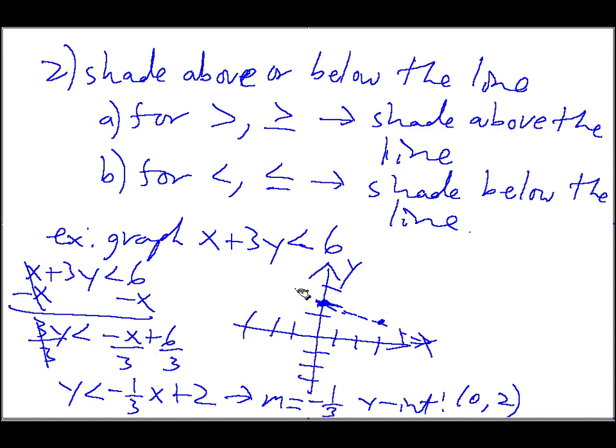Okay, broken line here, right? So don't make a solid line. Use a broken line, dash line. So sorry about that. It looks like a straight through. It's not. It's a broken line. Okay, and again, less than means you shade below the line. Okay, so that's it. So not too bad at all. Okay, let's do another one.